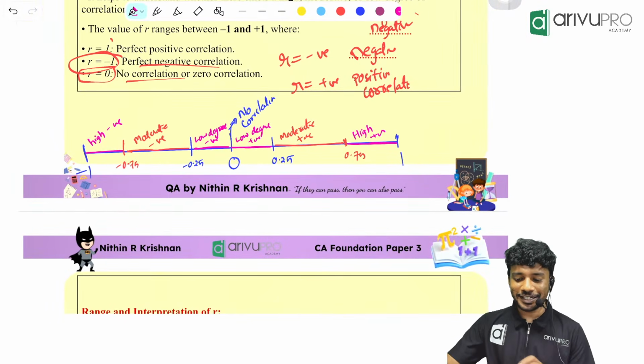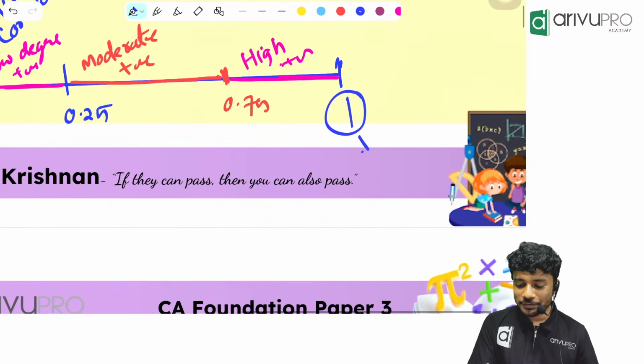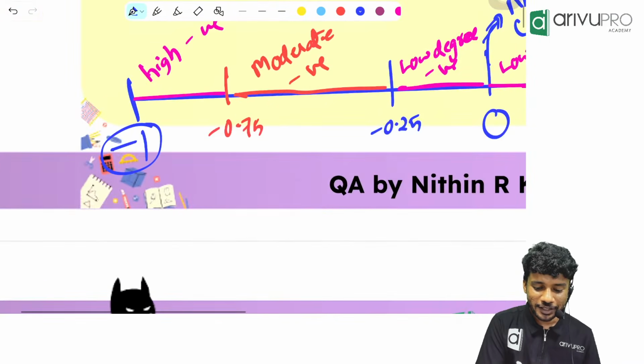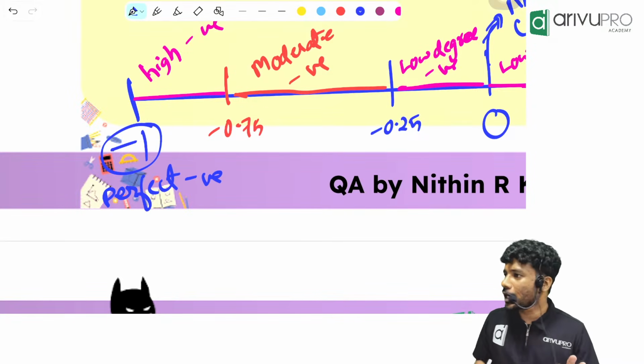No correlation. Then I will ask everyone a question. What if R is equal to 1? Perfect positive. Okay. Then what if R is equal to -1? Perfect negative. Understood, people?